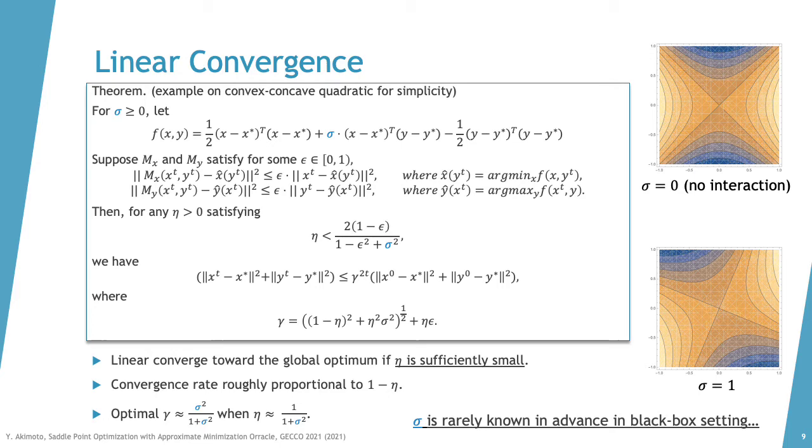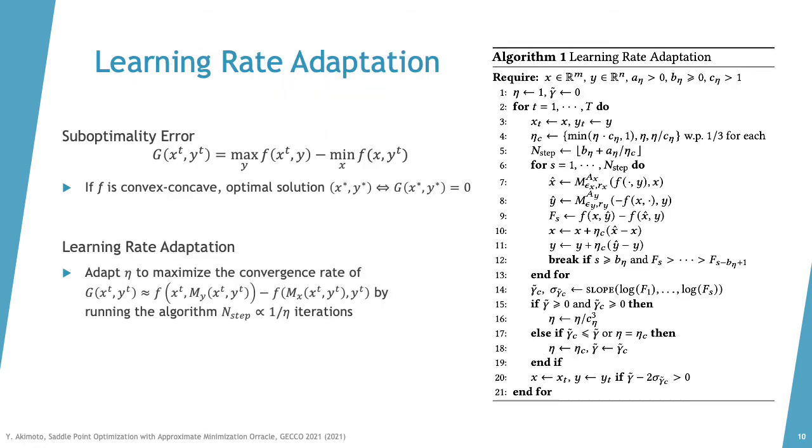That is an interaction term between x and y. The more interaction x and y have, the smaller the learning rate needs to be. Since we are considering a black box optimization setting, such a problem characteristic is not available to the algorithm. This will make the algorithm difficult to use in practice, as it is difficult to choose a right learning rate. Therefore, we have developed a heuristic approach to adapt the learning rate.